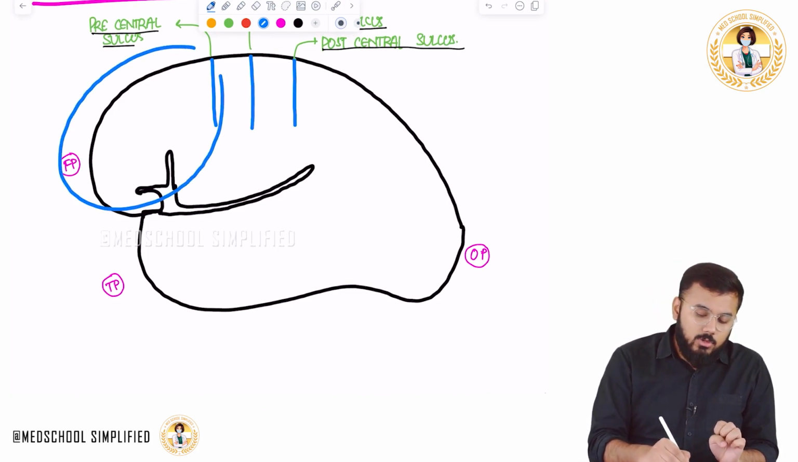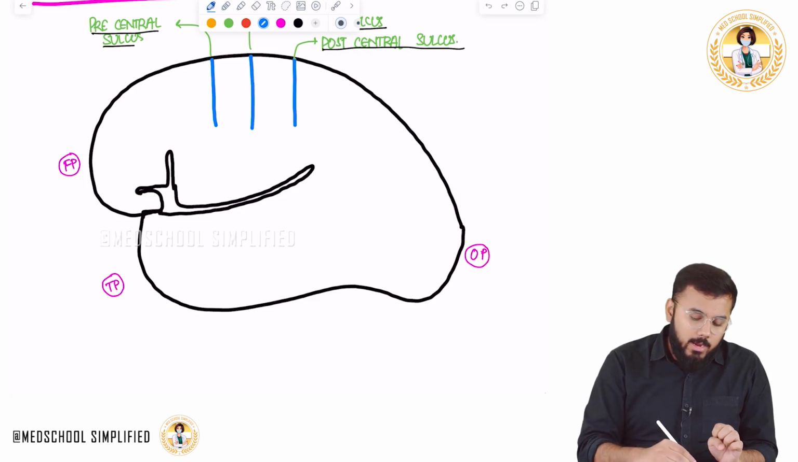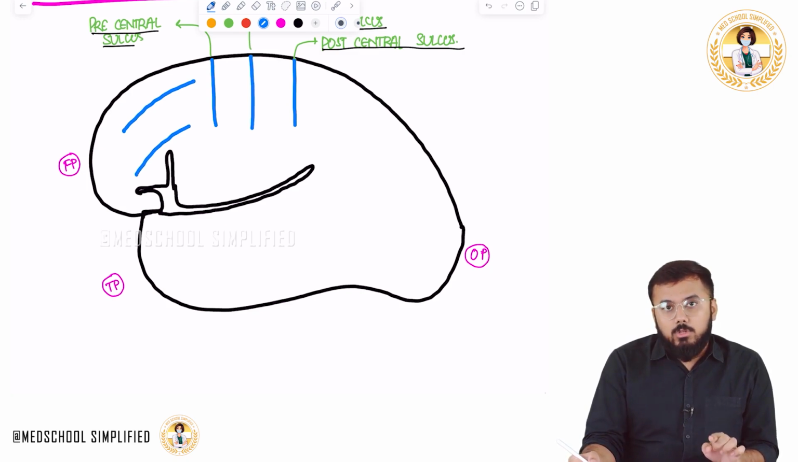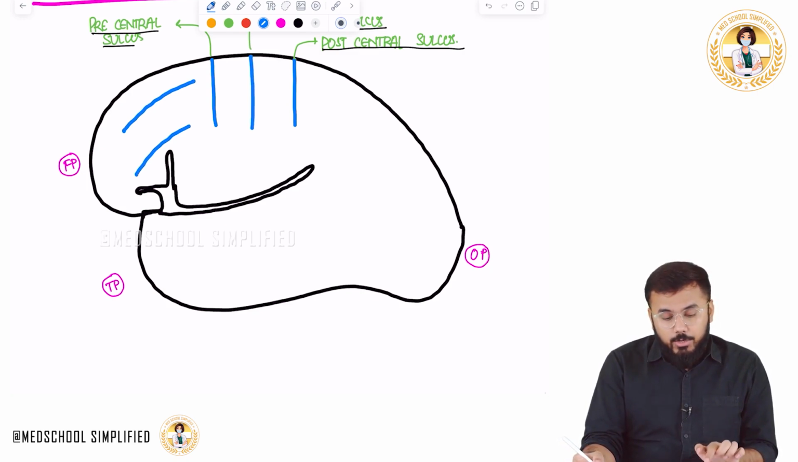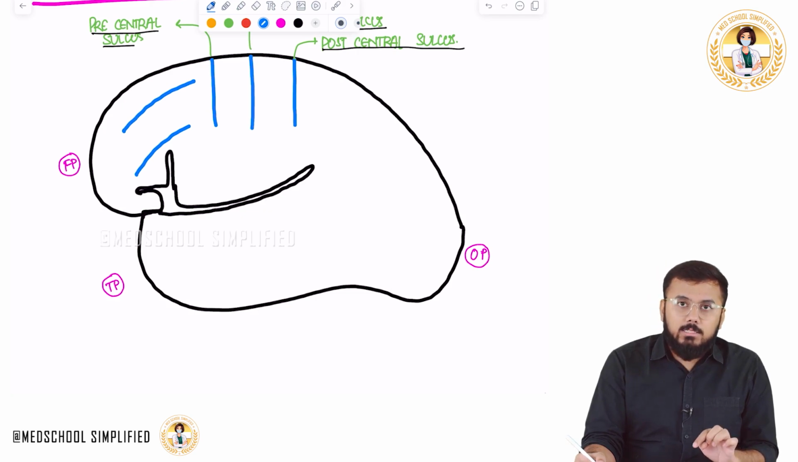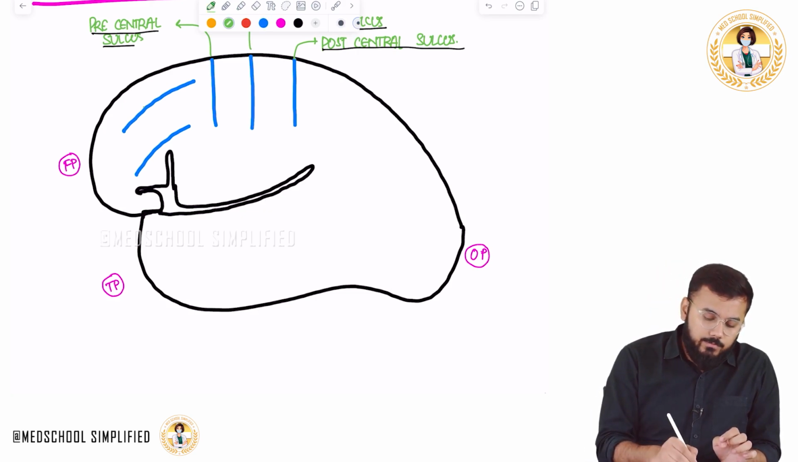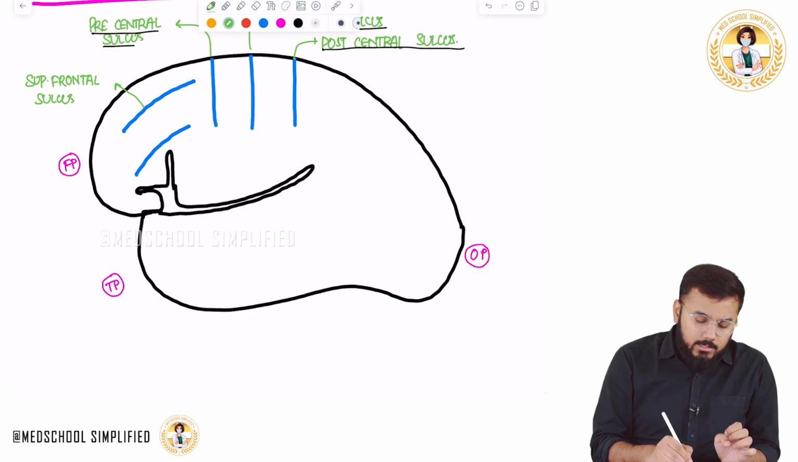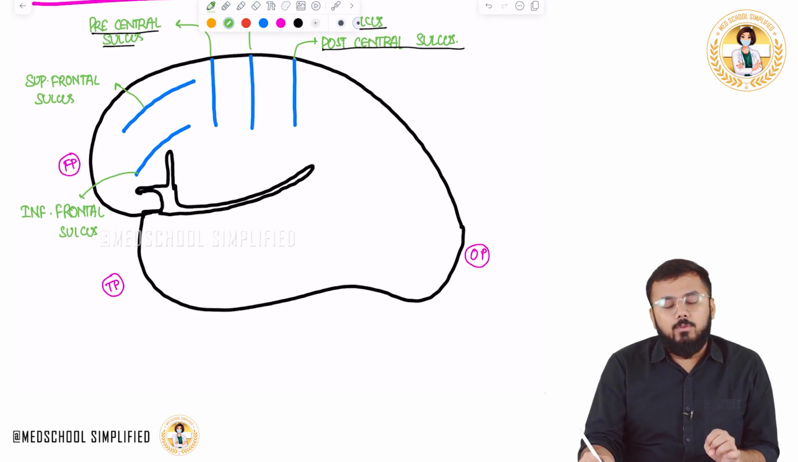All of you know that this is your frontal lobe. Within the frontal lobe, I am drawing one sulcus on the top and another on the bottom. The one on the top is called the superior frontal sulcus. Next, this sulcus over here is your inferior frontal sulcus.